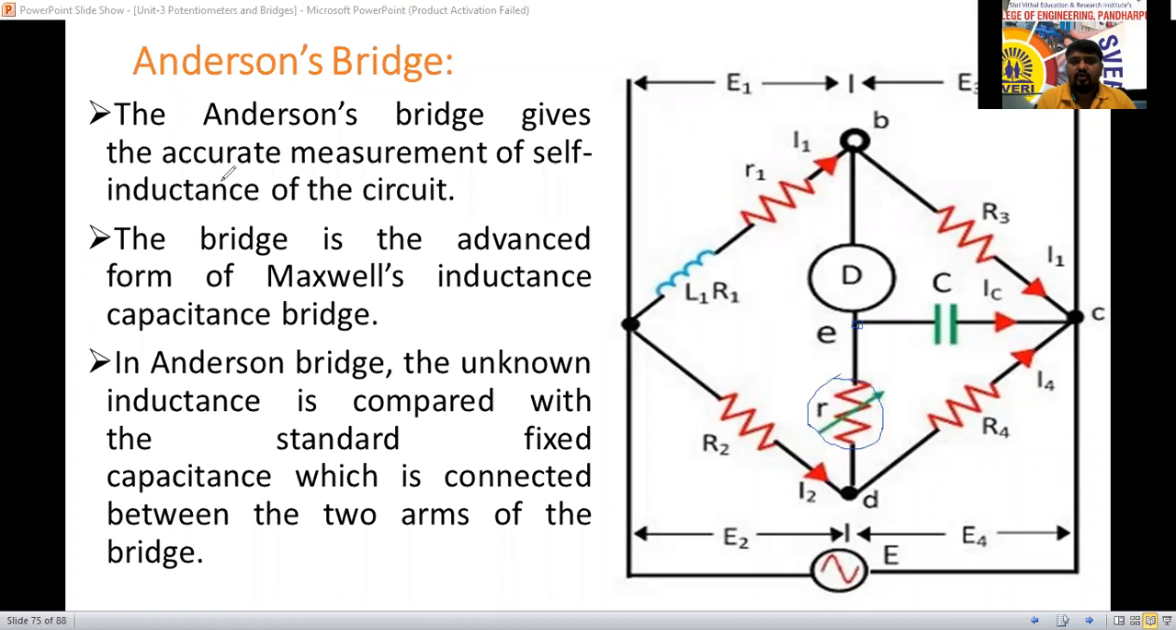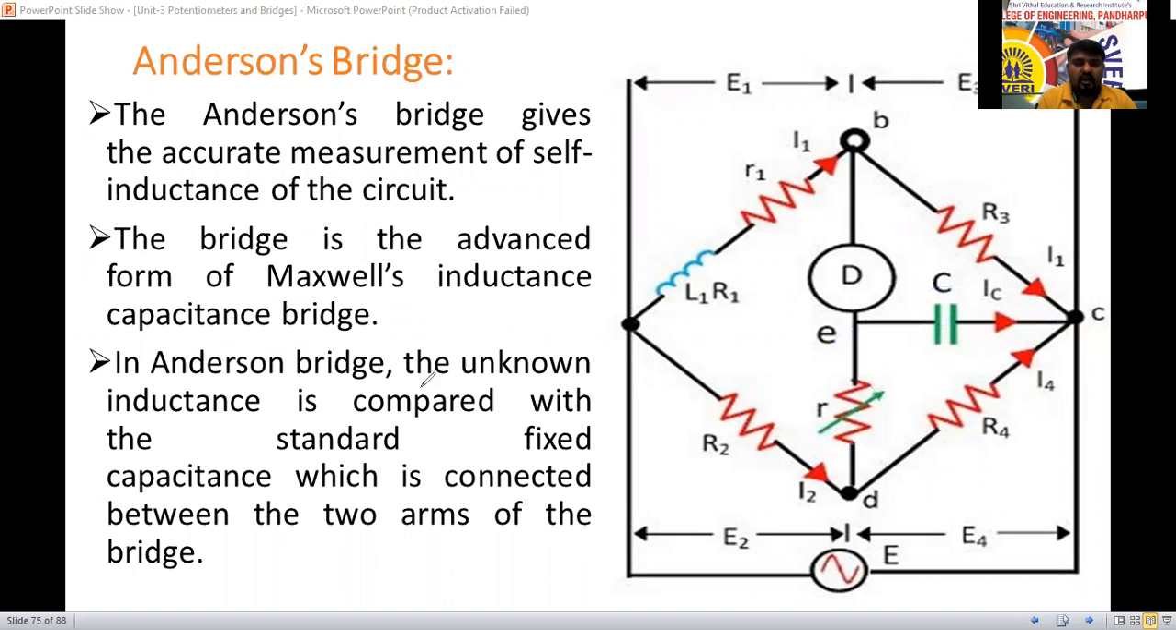The Anderson bridge gives an accurate measurement of the self-inductance of the circuit. It gives the accurate value of the self-inductance, which is calculated and compared with the capacitance. So this bridge is an advanced form of the Maxwell inductance capacitance bridge. We have already derived the Maxwell inductance capacitance bridge. In it, the inductance and the parallel capacitance were used. That one is removed here, and this path is connected like this.